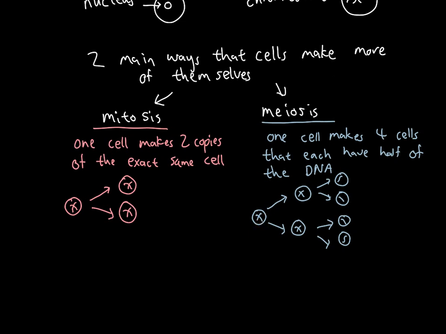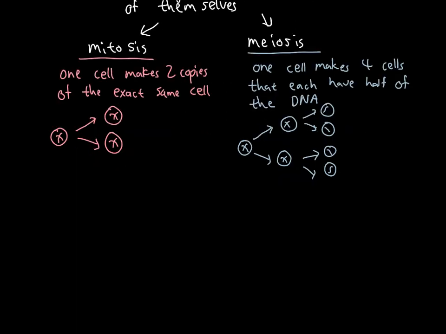All right, so why are there two different ways that cells divide? What is the purpose of having two different methods? So meiosis, this actually makes a lot of sense. It is used in something called sexual reproduction. So basically, these cells that are created with only half the DNA would become either sperm cells or egg cells.